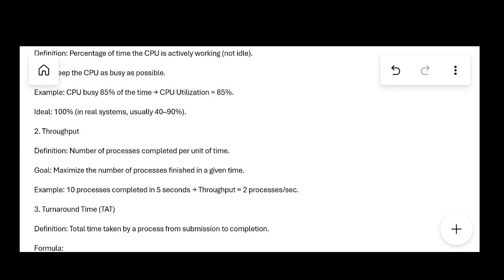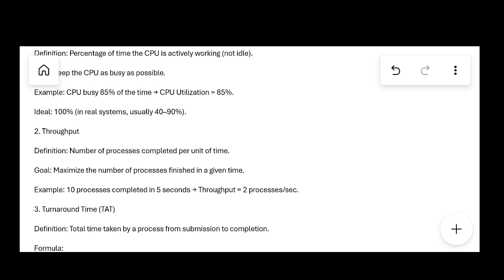Then throughput. This tells us how many processes are completed in a given time. The goal here is to maximize it. For example, if 10 processes are completed in 5 seconds, the throughput is 2 processes per second. More throughput means the system is doing more work in less time.